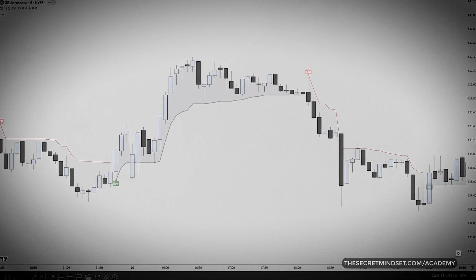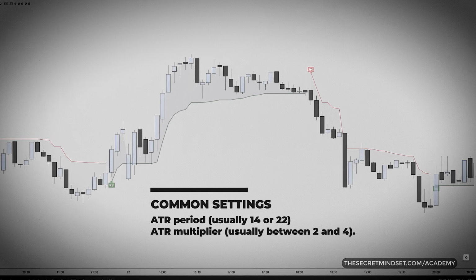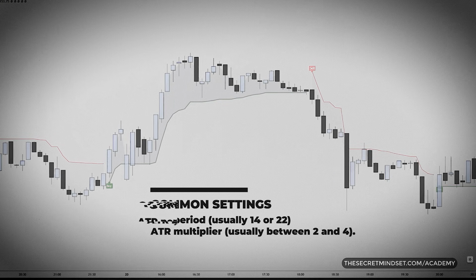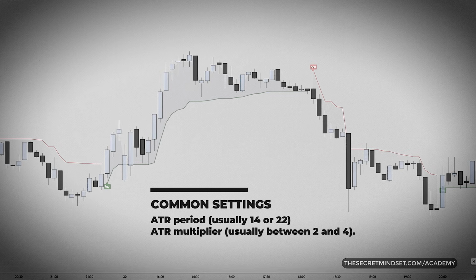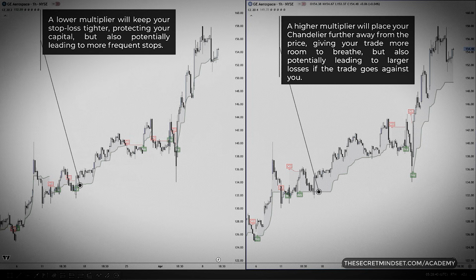The key is in the settings. You get to decide two inputs: the length of the ATR period, usually 14 or 22, and the ATR multiplier, usually between 2 and 4. A higher multiplier will place your chandelier further away from the price, giving your trade more room to breathe, but also potentially leading to larger losses if the trade goes against you. A lower multiplier will keep your stop-loss tighter, protecting your capital, but also potentially leading to more frequent stops.